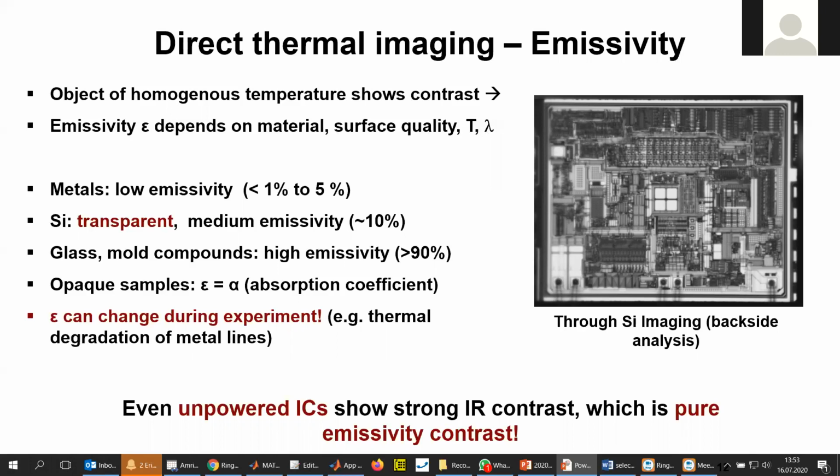For opaque samples, it can be said that the emissivity is equal to the absorption coefficient, and it should also be noted that the emissivity can change during the experiment, for instance, due to an increase in temperature or through thermal degradation of, for instance, metal lines. The message that should be taken home from this slide is that even unpowered ICs may show a strong infrared contrast, which is, however, a pure emissivity contrast.